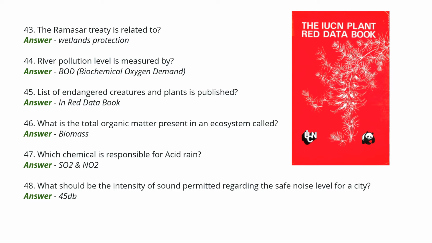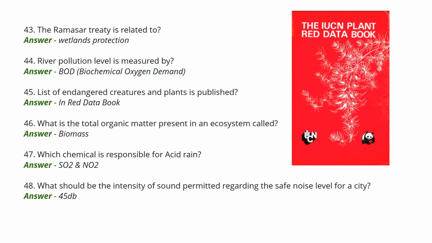Next question, the list of endangered creatures and plants is published in which book? It is published in the Red Data book. Next question, what is the total organic matter present in an ecosystem called? It is called biomass.